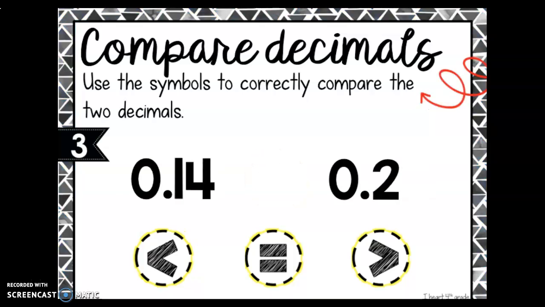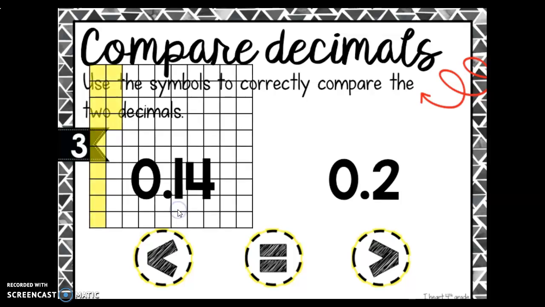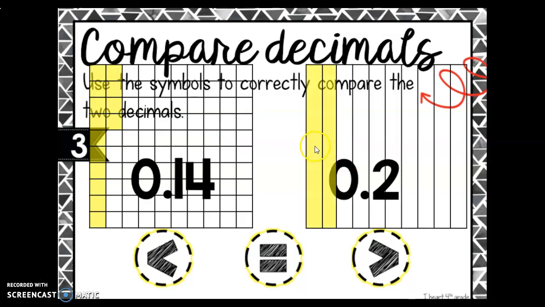Let's try this one. Here's another one. One is in hundredths, one is in tenths. So we really have to visualize that. So my first decimal I'm going to read is 14 hundredths. My second decimal is 2 tenths. If I visualize, this is what I would visualize. I would have 14 hundredths colored in, so 1 whole tenth, that's where that 1 is, and then 4 hundredths of the next column. But in 2 tenths, I have 2 whole tenths colored in. As you can see, 14 hundredths is less than 2 tenths.